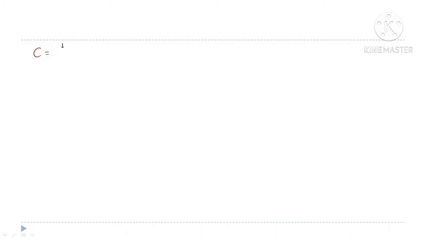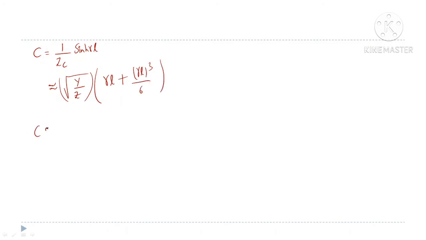What is C? C is 1 by Zc into sinh gamma L. If Zc is root of Z by Y, what is 1 by Zc? It is root of Y by Z, multiplied with the approximate value of sinh gamma L, so the C value becomes gamma L plus (gamma L) whole cube by 6. Now when you evaluate this, the C value becomes y into 1 plus yz by 6. This is the value of C.